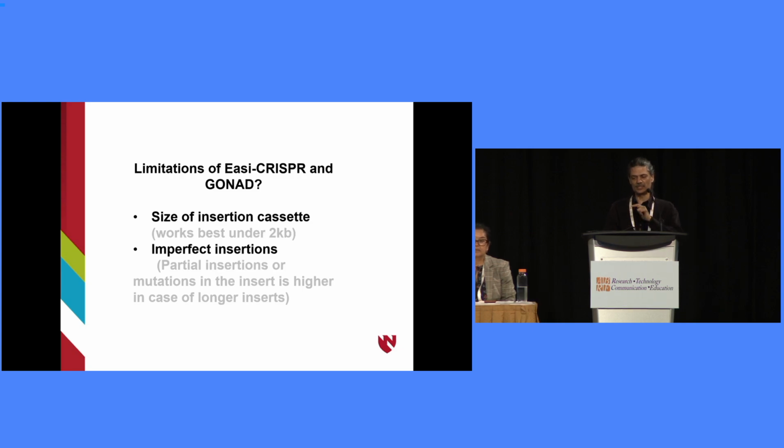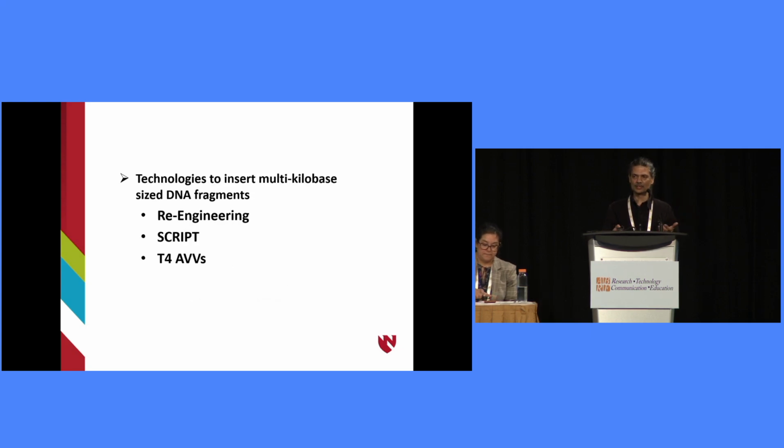So the major limitation of EasyCRISPR and GONAD is the size of the insertion cassette. Up to 2 kb, they work beautifully well, particularly EasyCRISPR, and GONAD doesn't work for more than 1 kb. And the insertions are not very perfect. Sometimes there will be misincorporations because we provide only one strand. The other strand is synthesized by the cellular repair system, and it is not accurate all the time. So you will see either point mutations or sometimes imperfect, partial insertions of the cassettes. So we are right now developing 3 technologies in the laboratory. One is called re-engineering, the second one is SCRIPT, and the third one is T4 artificial viral vectors.